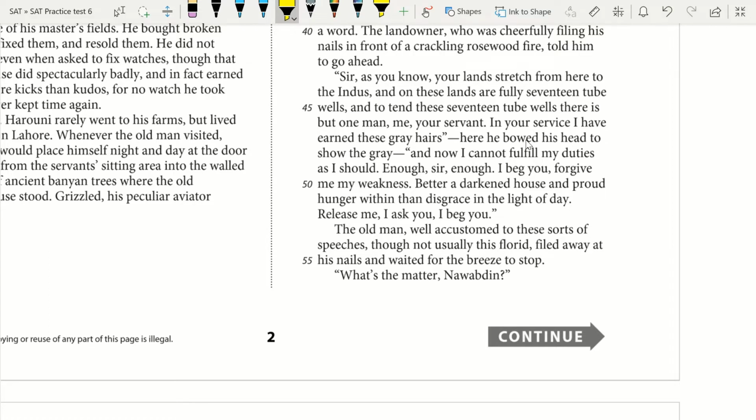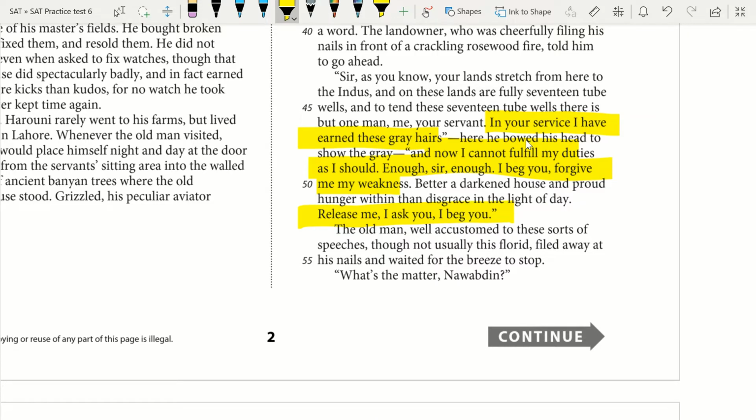In your service I have earned these gray hairs." Here he bowed his head to show the gray. "And now I cannot fulfill my duties as I should. Enough, sir, I beg you, forgive me my weakness. Better a darkened house and proud hunger within than disgrace in the light of day. Release me, I ask you, I beg you."